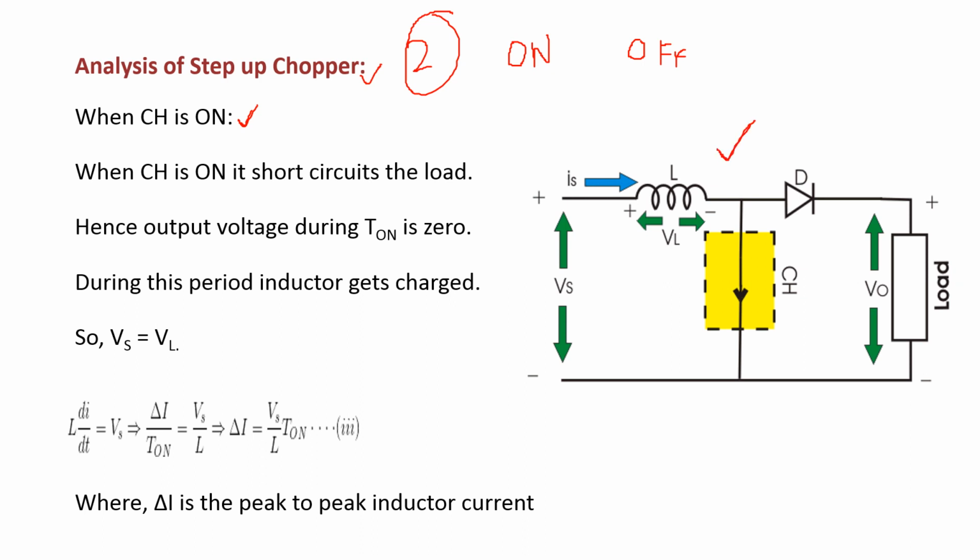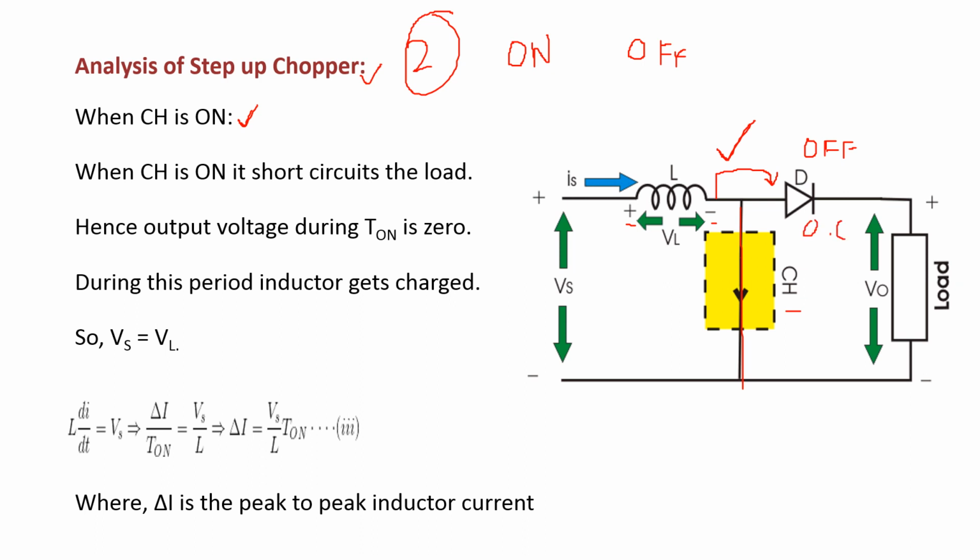Means this chopper circuit acts as a short circuit. Here the inductor is going to charge with polarities plus and minus, and this negative polarity is connected to the anode of the diode. So the diode is in reverse bias, that is, off state. Reverse bias, which is the off state, means this diode acts as an open circuit.